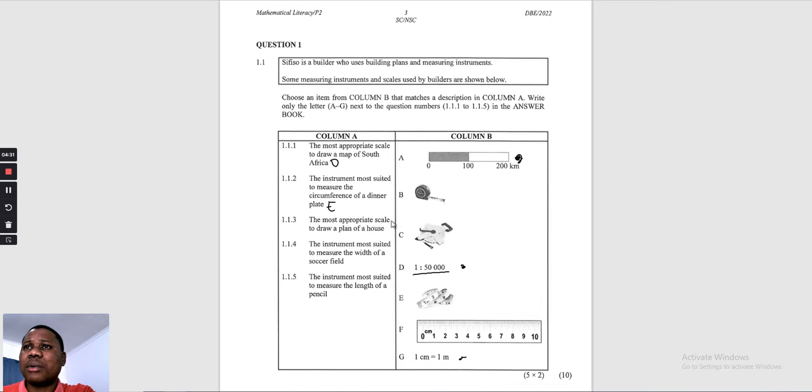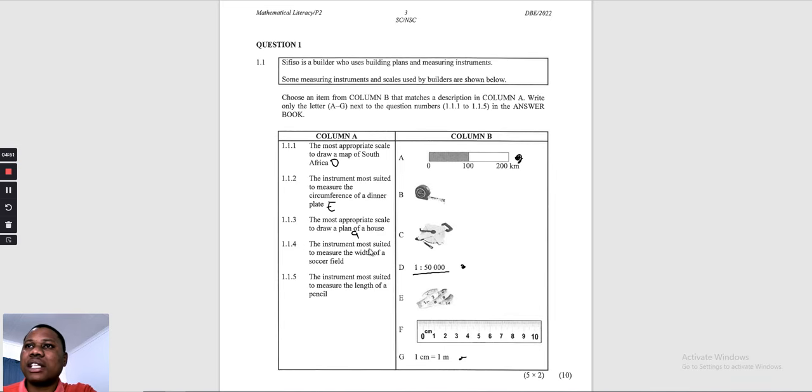The most appropriate scale to draw a plan of a house. The most appropriate scale to draw. You cannot measure kilometers on a house. So you can definitely use this one: 1 centimeter represents 1 meter. So the answer here is going to be number G.